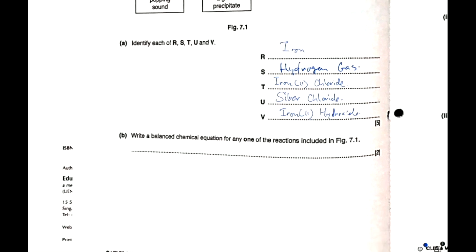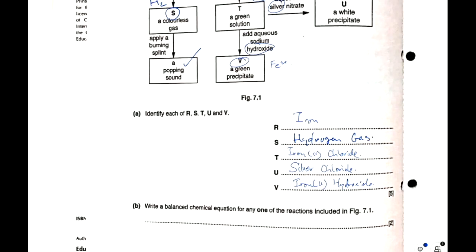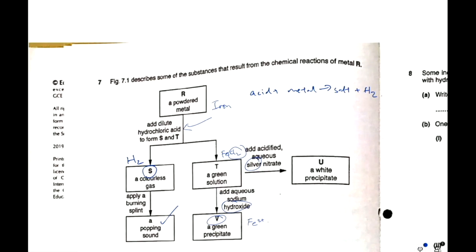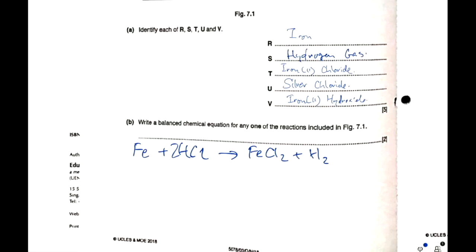Right, a balanced chemical equation for any one of the reactions included. So just choose one. Which one you want to choose? Maybe you can choose acid plus metal, right? So what acid is it? Hydrochloric acid. So Fe plus HCl will get FeCl2 plus H2. So you gotta put a 2 here, right? To balance the whole thing.